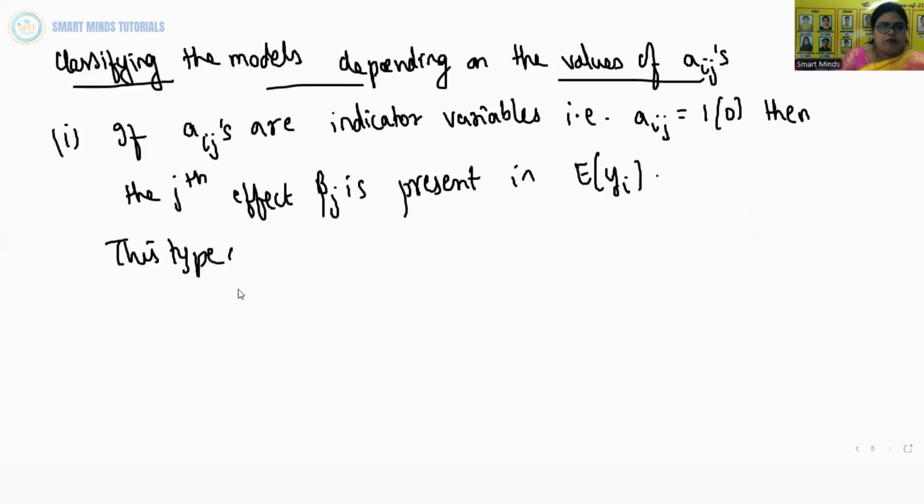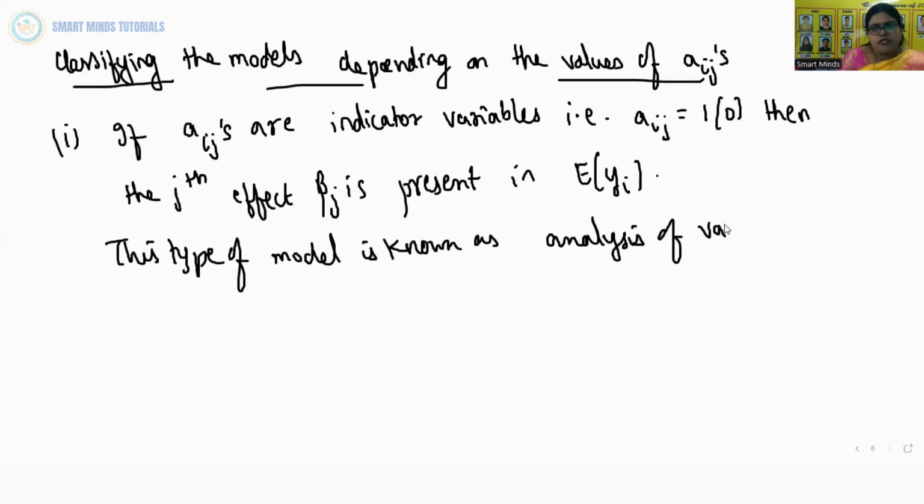And this type of model is known as analysis of variance model or experimental design model.